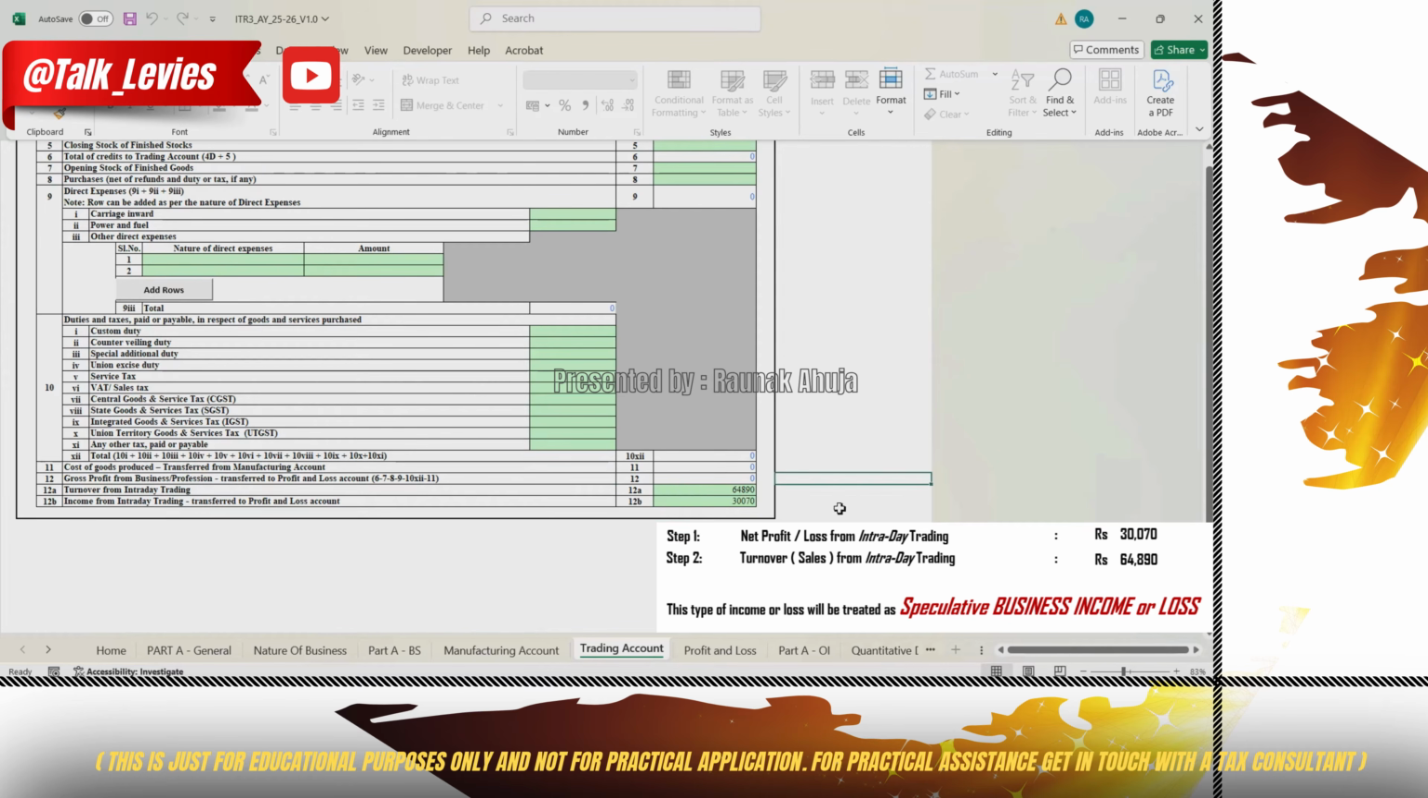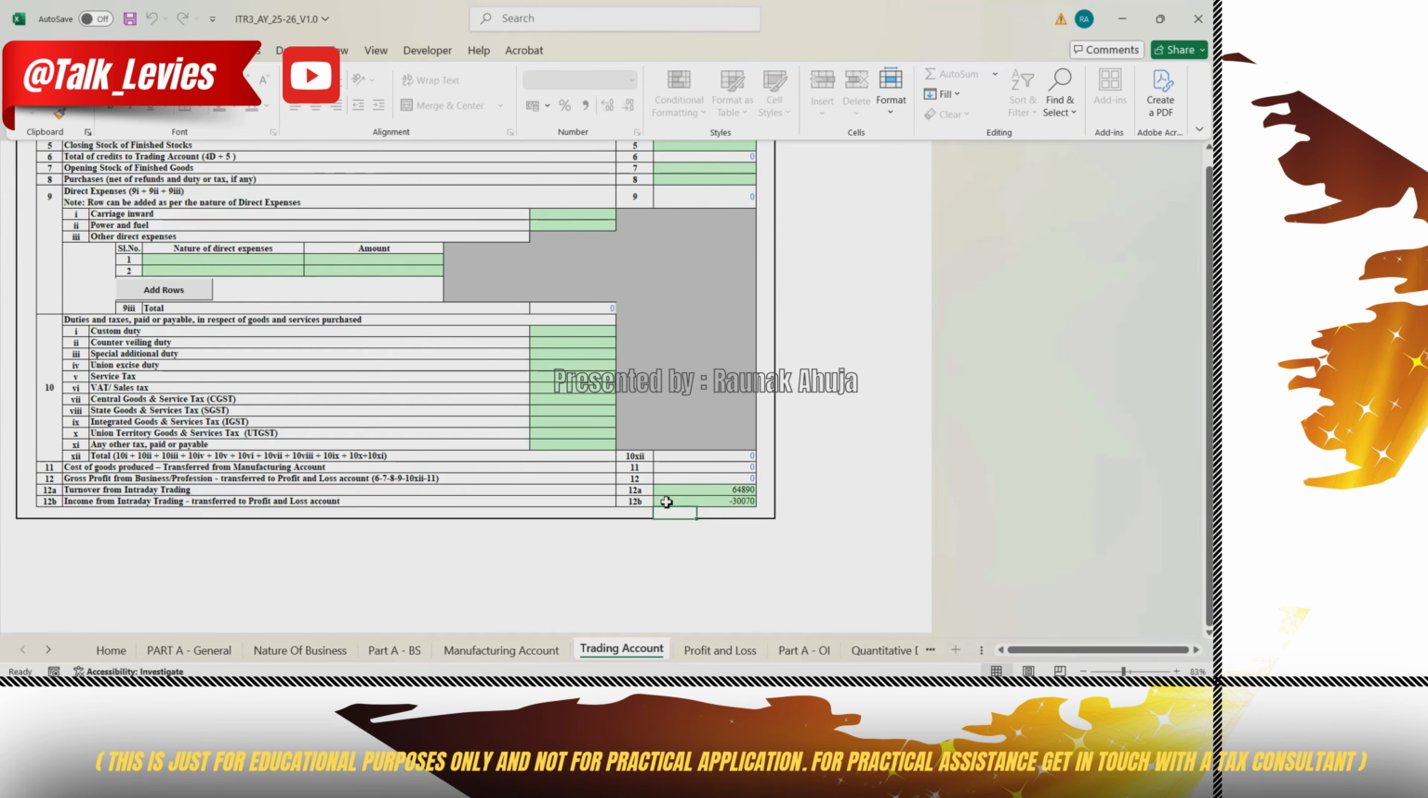Now, in case we had a loss instead of a profit of rupees 30,070, then we would have mentioned it in a similar manner, just with an additional negative sign. That's it. So, in case of loss, you just need to mention the additional negative sign. So, this is how you report intraday trading income or losses in ITR 3.